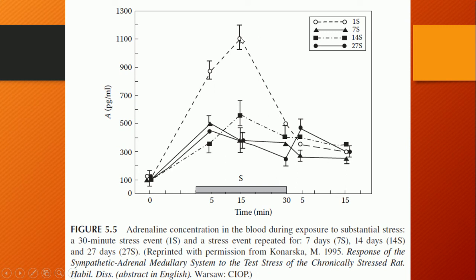If it is one day, your first time of exposure to the stress, you can see there is a high level of adrenaline concentration because your body is not yet adapted to it. So that's why the adrenaline is high. But as you can see with 7 days, 14 and 27, the 30-minute stressor is repeated. The person under the stress is repeatedly exposed to the stress.